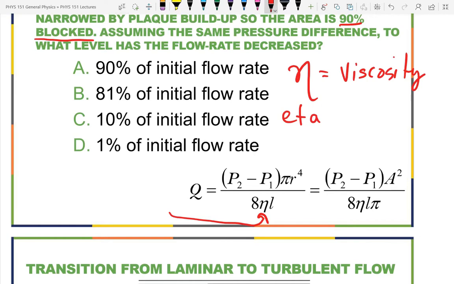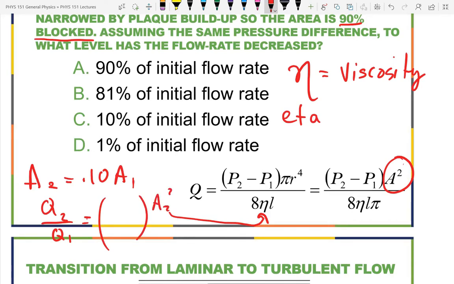So just using this equation, it depended on the area of the cylinder squared. So if my dad's artery was 90% blocked, that means area 2, if it's 90% blocked, the open part is 10%, is 0.10 area 1. And so if I do Q2 over Q1, all of these other things are going to be the same except for area 2 squared over area 1 squared. Right, because I said assuming the same pressure difference, and of course it's the same length and the same viscosity. So area 2 squared is 0.10 area 1 quantity squared.